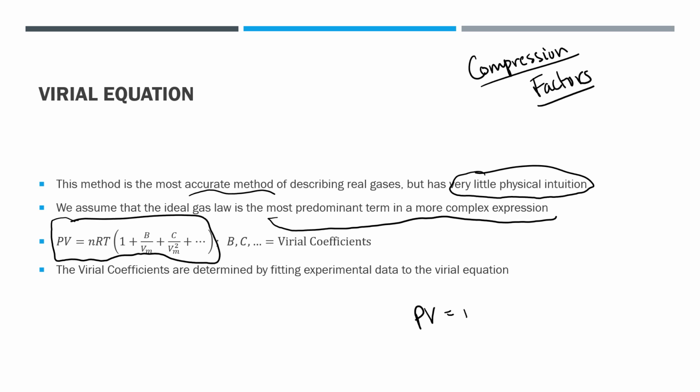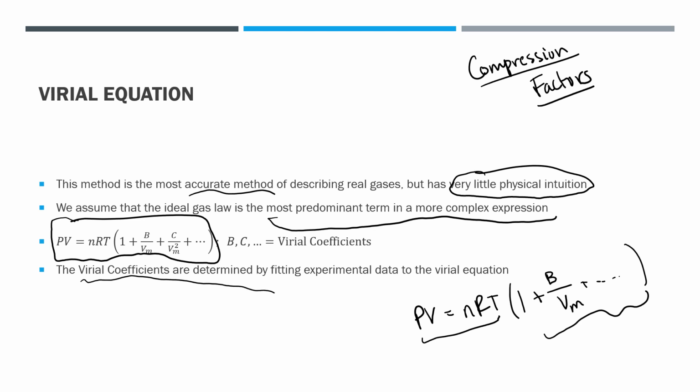PV equals nRT, right, times, so we can see that this is like the ideal gas law, times 1 plus some other terms in V molar, and so on. If you have had exposure to calculus, this is somewhat like a Taylor series, and we're fitting these coefficients of the Taylor series as best as we can to match experimental data. I'm not going to go into much depth on this, but the virial coefficients are determined by fitting the data to the equation, right?